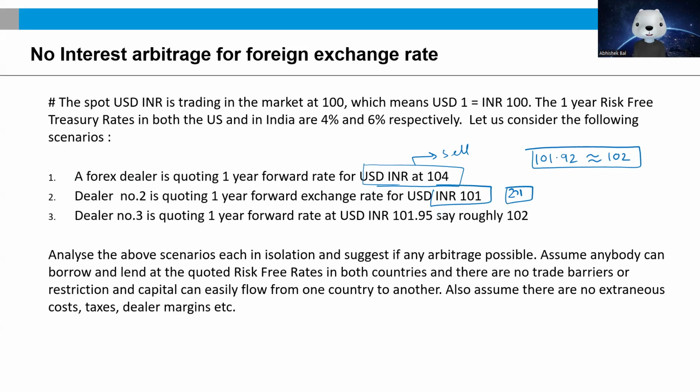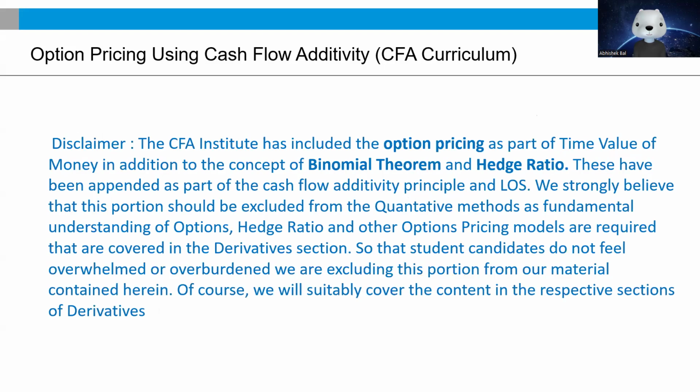And dealer number 3 is quoting a 1 year forward rate at the exact justified rate of 101.95, or roughly 102. Here, you're not going to make any profit. You're not going to make any loss either, okay, by either buying or selling this. So this is how the no interest arbitrage exchange rates are being set between two countries. All right.